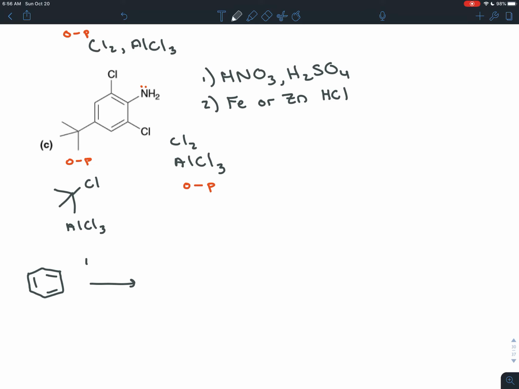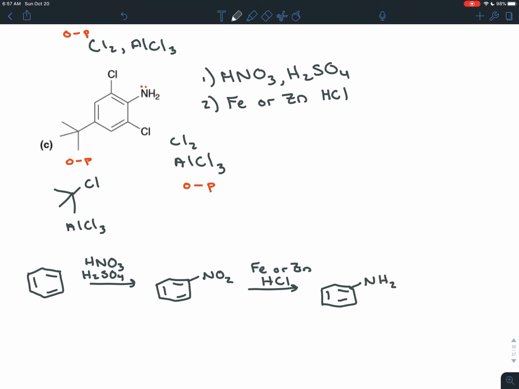We will nitrate it. Then we'll reduce it, so those bonds to oxygen turn into bonds to hydrogen. And so now we have this strong activator that is also an ortho-para-director.